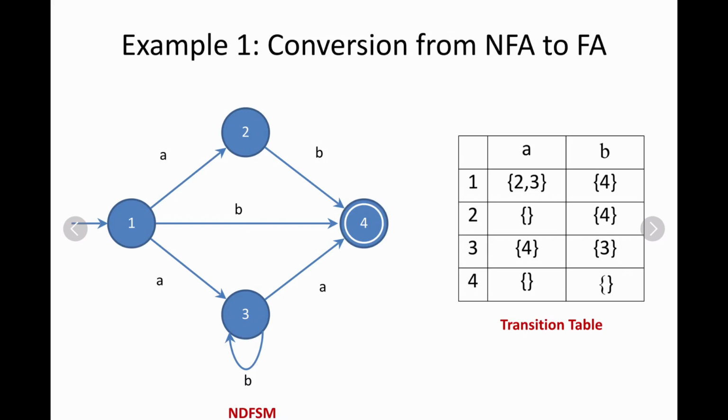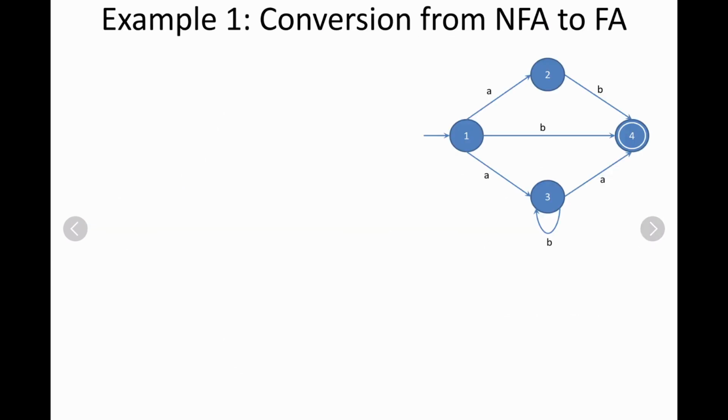Our first example is conversion from NFA to DFA. So the example will be like this. They may give it in two representations. One is a transition diagram. The other one is a transition table. So in the exam, they may ask for either of these, they may give a transition diagram or a transition table. Let us start with that.